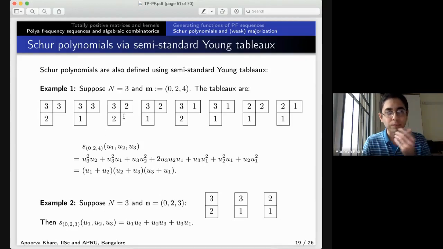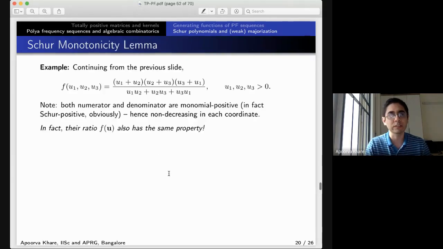So here are 2 examples of Schur polynomials. One of them is this polynomial here. The other is this. Clearly, both of them are sums of monomials. So if you look at them now as functions, just like we were doing with the totally non-negative matrices, the 1 plus alpha_j times x product, then if you look at both of these as functions and take the values to be positive, then the functions are coordinate-wise increasing in the positive orthant. The interesting thing is that the ratio of these functions also has the same property, is also coordinate-wise increasing.